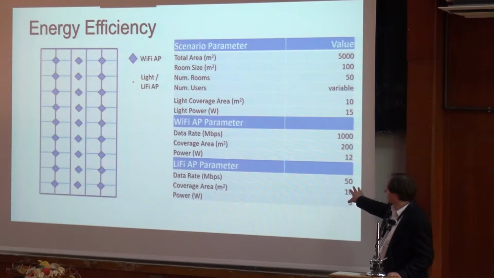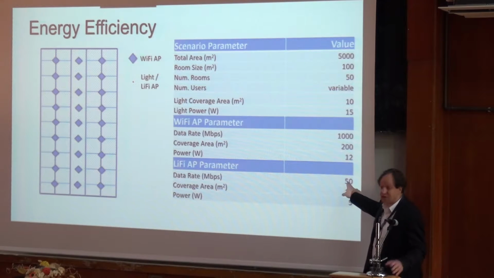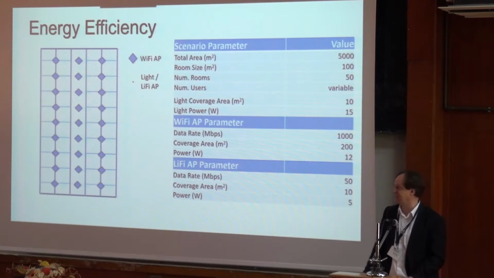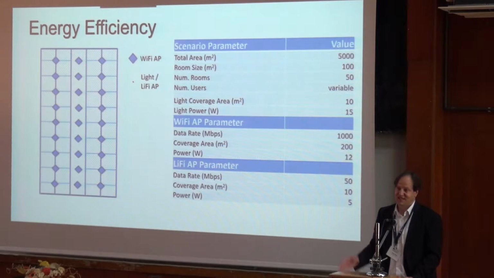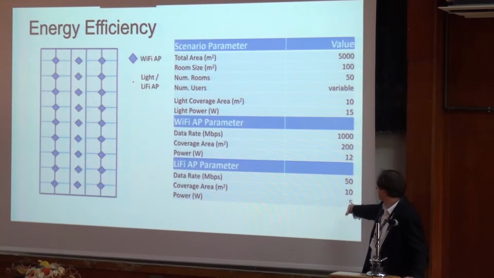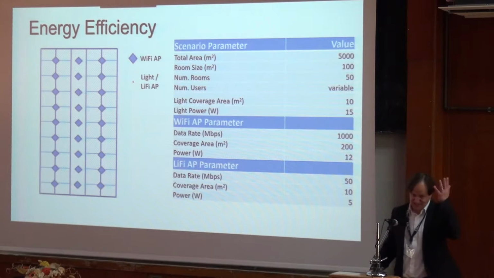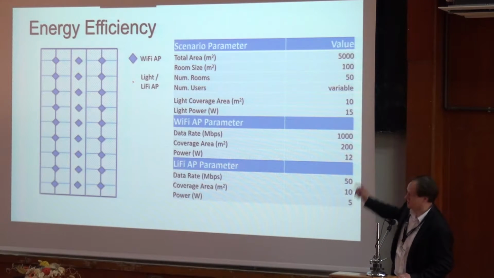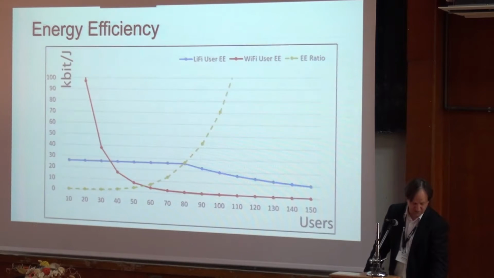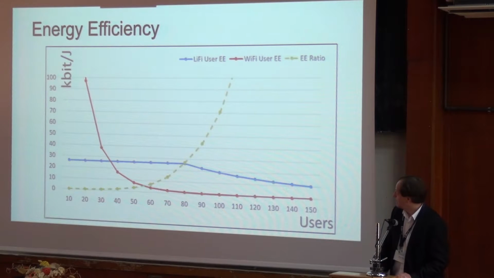And then for the LiFi access point, we assume only 50 megabits. That is because we use these phosphor-coated LED light sources, and it covers 10 square meters, and the additional power we need for data communication is 5 watts. So the LiFi light fixture totally requires 20 watts. And now we plot the energy efficiency in kilobits per joule with the increase in the number of users.